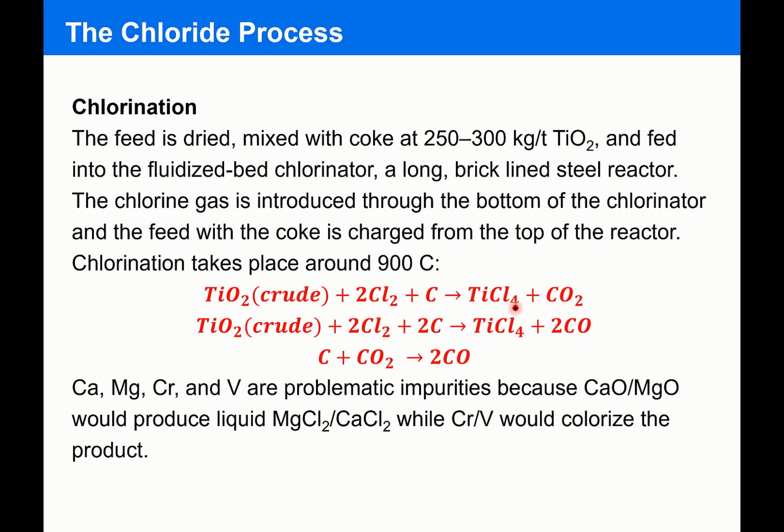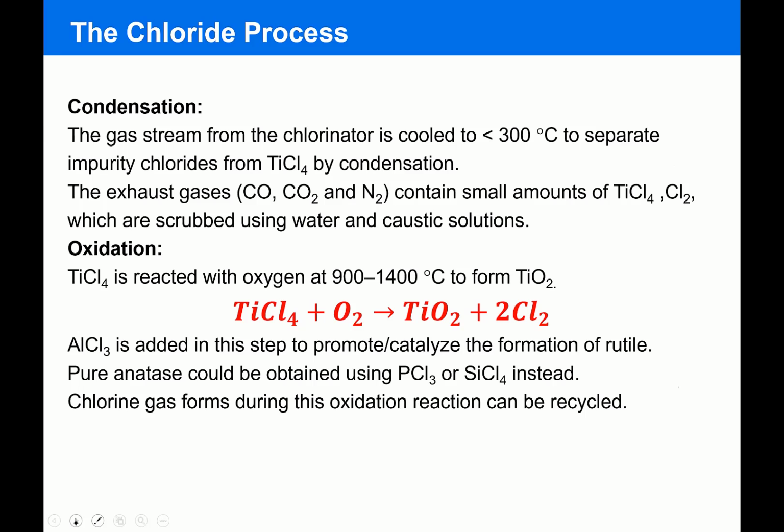Any impurities of calcium, magnesium, chromium, and vanadium are going to be problematic because both calcium and magnesium will produce liquid impurities of magnesium chloride and calcium chloride, and chromium and vanadium would colorize the product, which should be avoided. So the starting material has to be purified, and any traces of these impurities have to be removed before the chlorination step.